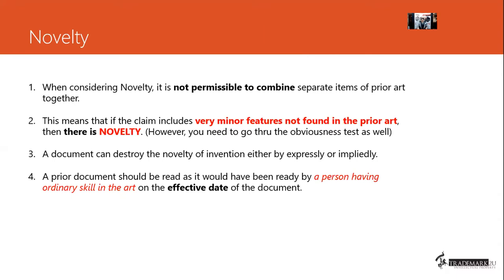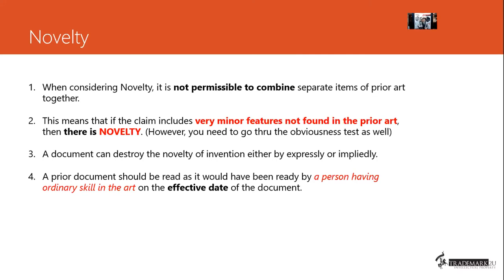Okay. So again, let's come back to these four points. Remember. The first one is when you consider novelty, it is not permissible to combine separate items of the prior art together. You have to do it separately, one by one. Some of your components, some of your essential claims might be found in several documents, A, B, C, D. But am I still considered novel? The answer is yes. If you found a way to incorporate A, B, C, D together into one, you are still novel. But is it inventive? I don't know. We'll discuss that later.